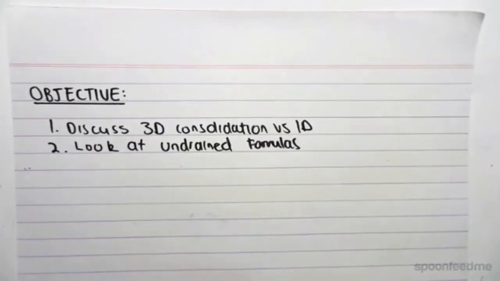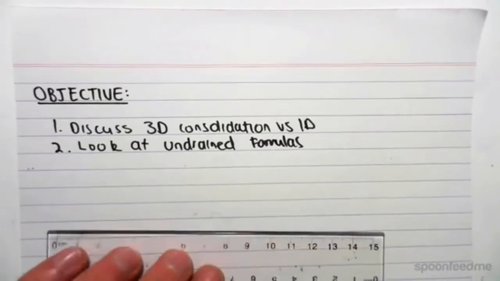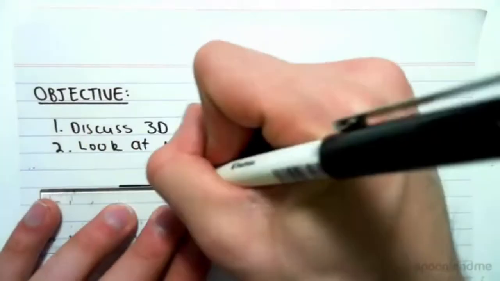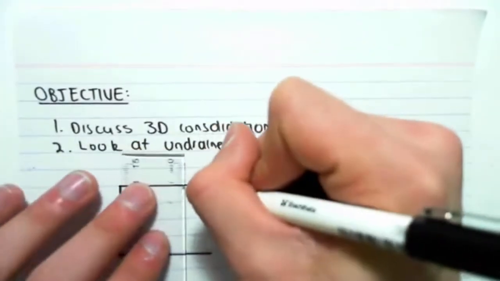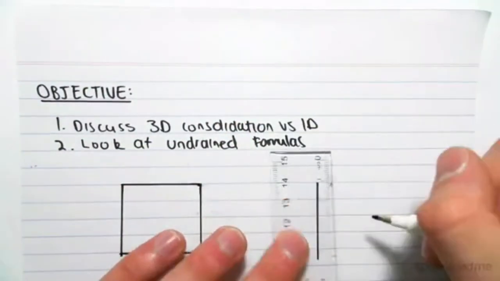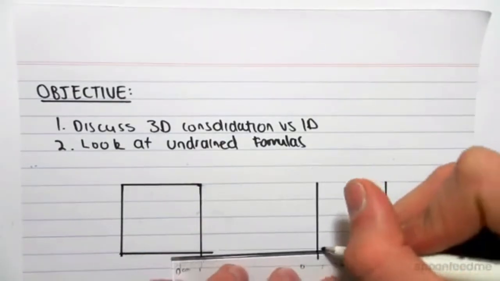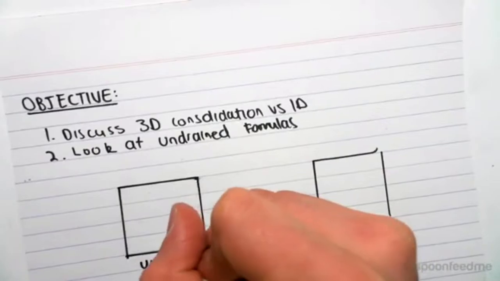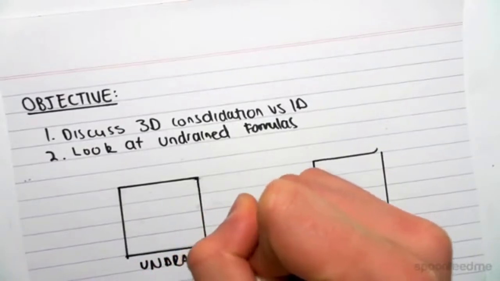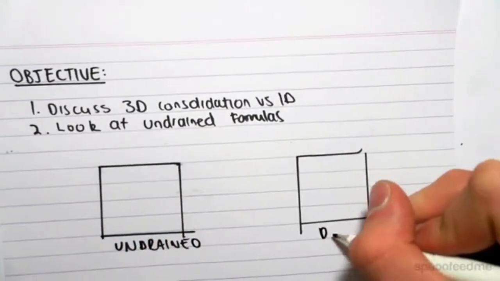So we're doing the same thing. At the end of the day we're going to be finding a settlement or a consolidation, except it's now in 3D, so we have a different criteria. So this can happen over a drained or undrained sample. So if we first look at a drained sample, we'll do undrained, and this sample is drained.